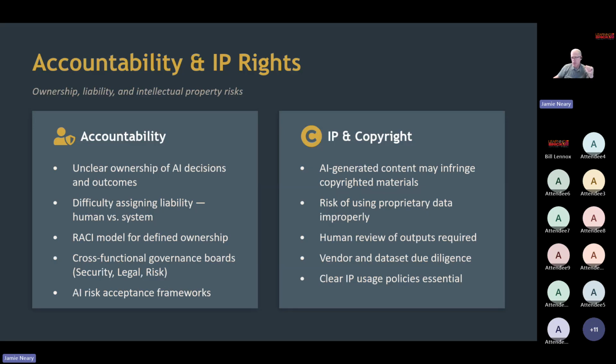IP and copyright. If I am generating images, kind of like what we saw in my intro slide, which was using one of my photos, I'm not worried about copyright on that because I use my own photos. But if I were to generate something that is potential copyright infringement, a lot of AIs have safeguards against it. Not all of them do. That becomes a problem. So human review is necessary. Our vendor and our data sets due diligence, what we use to train the AI model, has to be all valid, legitimate information.